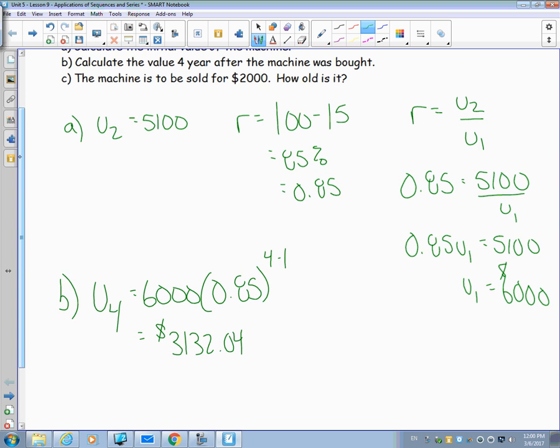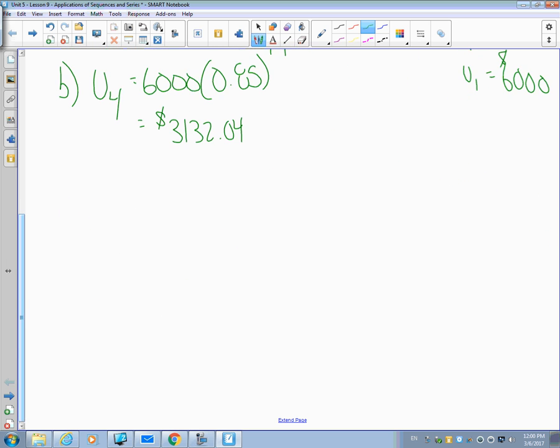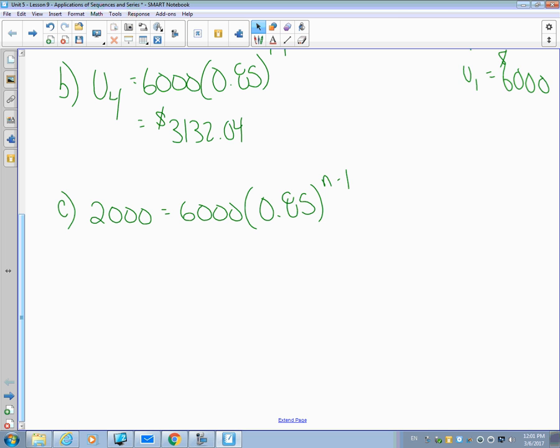Part C, the machine is to be sold for $2,000. How old is it? Oh, we know a value in the sequence. At some point it comes out to 2,000. What term is that? I don't know, but I'm going to solve for it. If I need to solve an exponential equation, I'm going to have to do guess and check. Or, because I don't know for sure it's part of the sequence, I'm going to have to use some technology. Technology is handy because it can solve for unknown exponents. And this time I might want to use it just because I don't know if this is a term in the sequence or not. It didn't say it's a term.